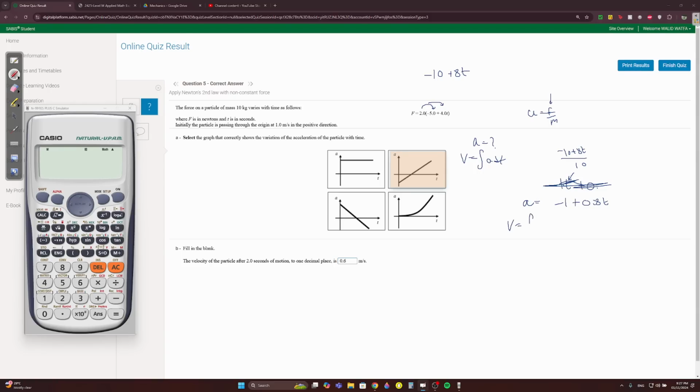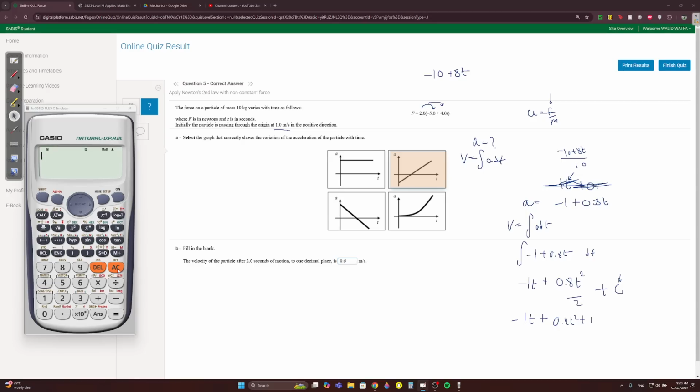Velocity is equal to the integral of a dt. Integrate minus 1 plus 0.8t with respect to time. You're going to get minus 1t. When it's just a constant, you just add the letter beside it. And then this one, you take the 0.8 down and the t, add the power and divide by the power. And always remember plus c. Plus c is your initial velocity. Is it given? Yes, it is. It's 1. Okay? So you're going to get minus 1t plus 0.4t squared plus 1.